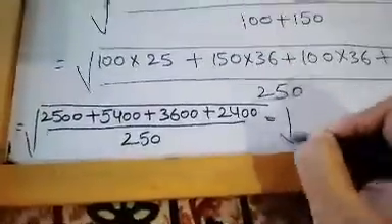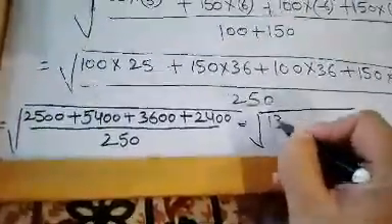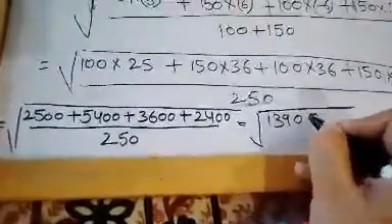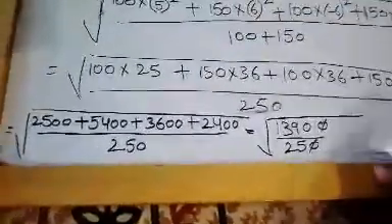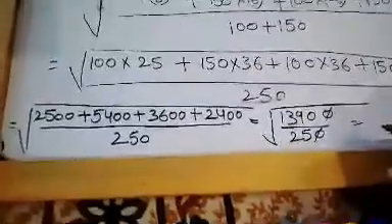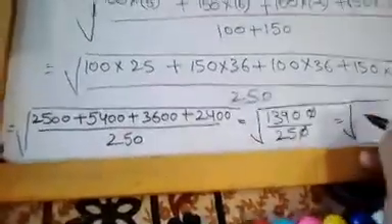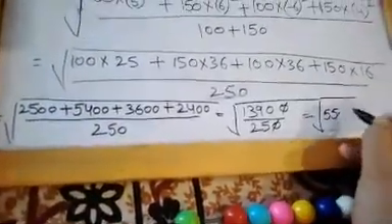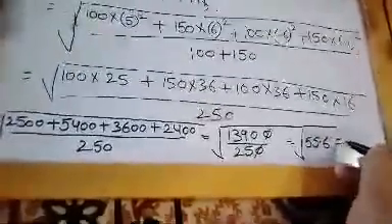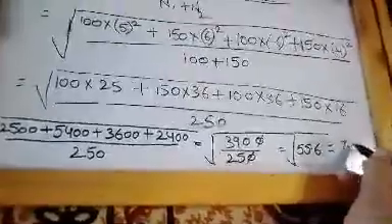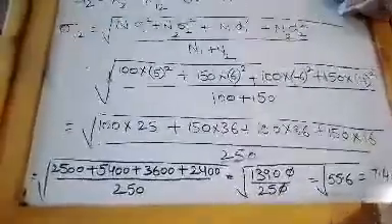So children, by adding all these terms, my total is 13900, and dividing it by 250, cancelling 0, and further dividing it, I get 55.6, and now I have to calculate the under root of this, and when I calculate the under root of this, it will be 7.46.